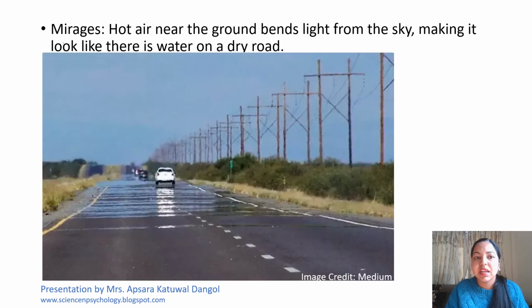In mirages as well, hot air near the ground bends the light from the sky, making it look like there is water on a dry road. Actually, this is a dry road. But if you see from here, you feel like it's wet, right? It feels like the road is wet. Why is it happening? Because the hot air near the ground bends light from the sky, making it look like there is water on a dry road.